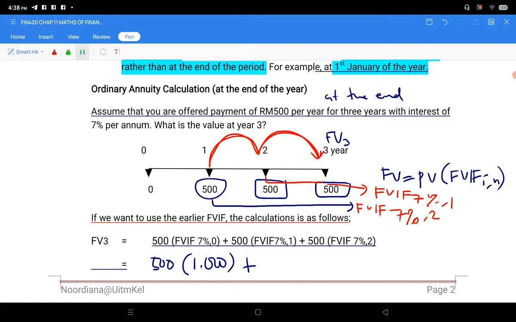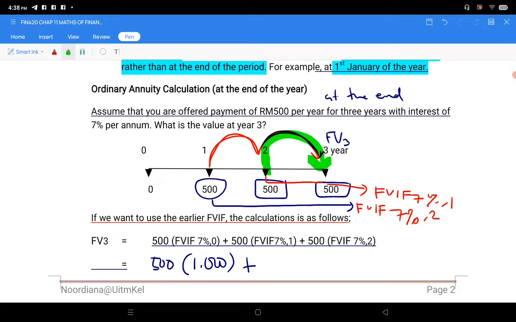Okay. Saya sapu kat atas ni. Right. So dia nak sampai ke situ, daripada tahun kedua ni. If you are calculating the future value, nak pergi ke sini, langkah 1, tunggu lagi setahun. So dia sebenarnya adalah FVIF 7% 1.